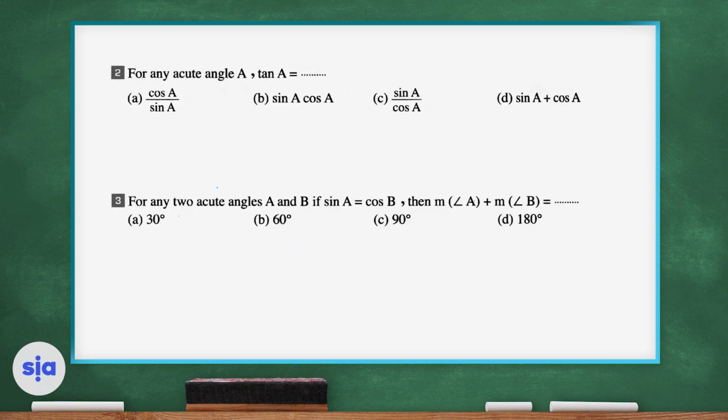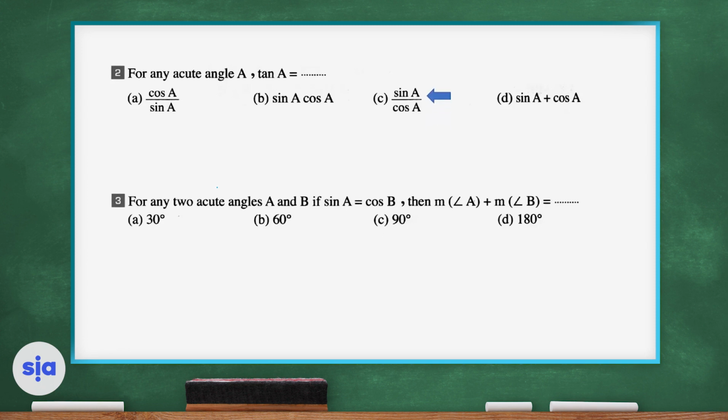In question 2, the question says, for any acute angle A, what is tan A? We know from the rules that tan A equals sine A over cosine A. So, in this question, the right choice is choice C.